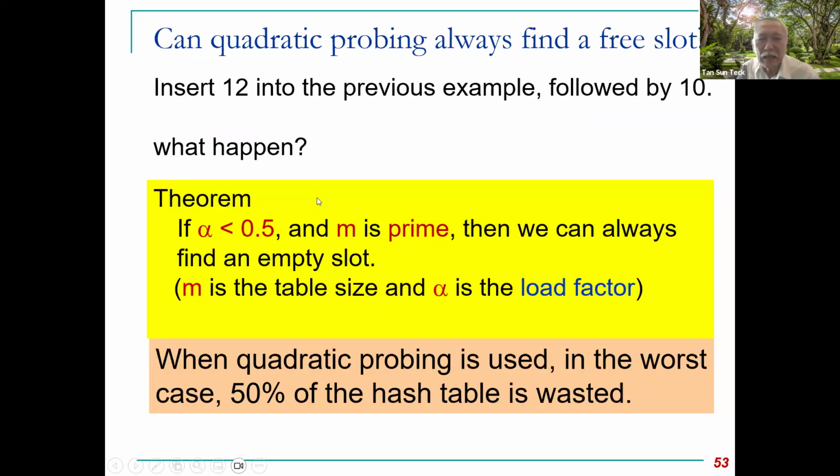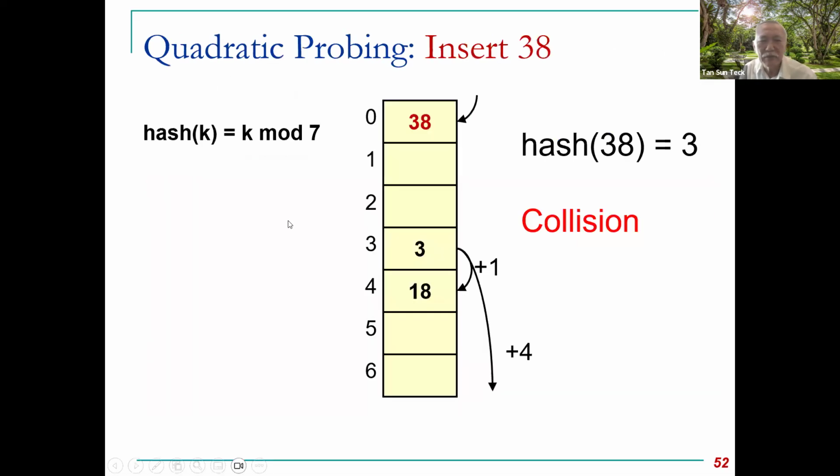Now, the question is, can quadratic probing always find the empty slot? So say you insert 12 into the previous example, followed by trying to insert 10. What happens? Let's go back there. First of all, insert 12. 12 mod 7 is equal to 5. So you put 12 inside here. Then you try to insert 10. 10 mod 7 is equal to 3. So this is the home address.